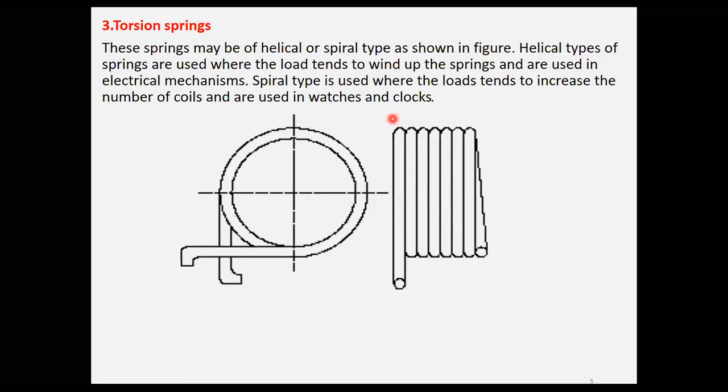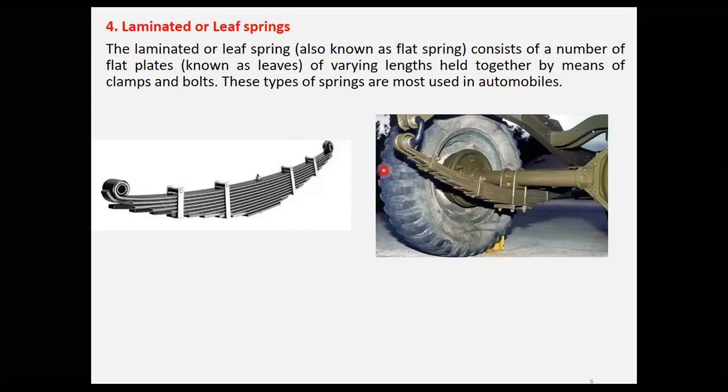I think you understood when you have to use this torsion spring and when you have to use this spiral. This spiral is used in watches and clocks, whereas this torsion spring is used in electrical mechanisms. Where you will be using an electrical mechanism, there you can use this torsional spring. In particular you'll be using helical, whereas in watches and clocks, you'll be using the spiral type. This is about the third one. The fourth one is the laminated spring, also called the leaf spring.